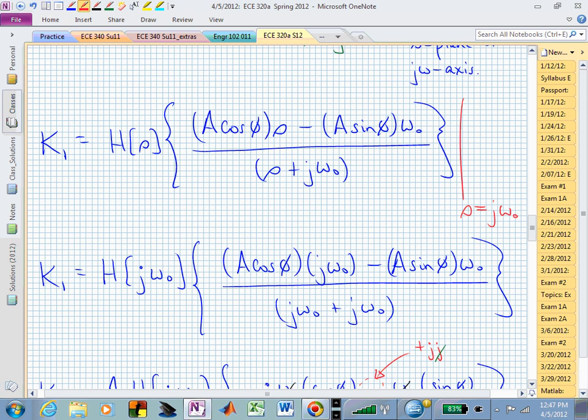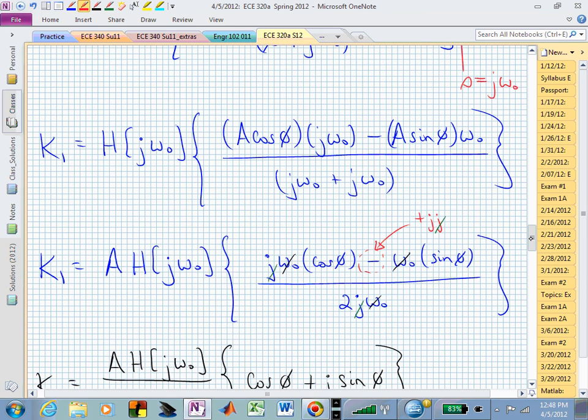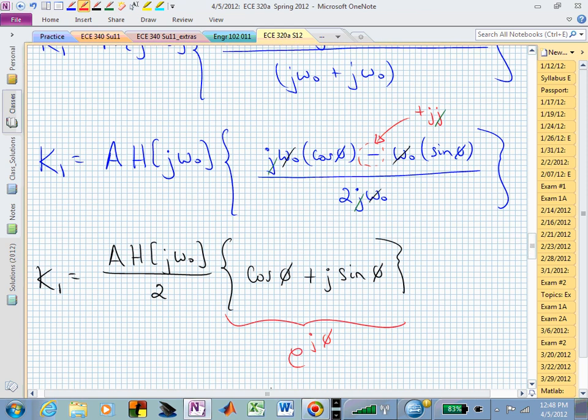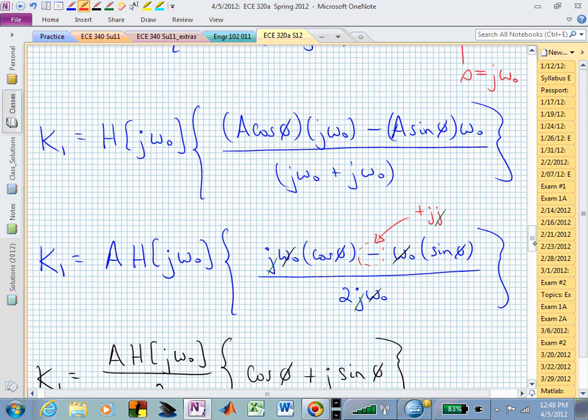Likewise, we have j omega naught in the numerator that scales the cosine coefficient. We don't have to worry about the sine coefficient, but in the denominator we have j omega naught plus j omega naught, or we have two of those pieces. And we can actually clean that expression up by simply realizing that minus 1 I can rewrite as j squared.